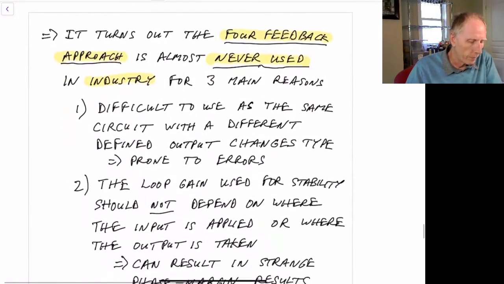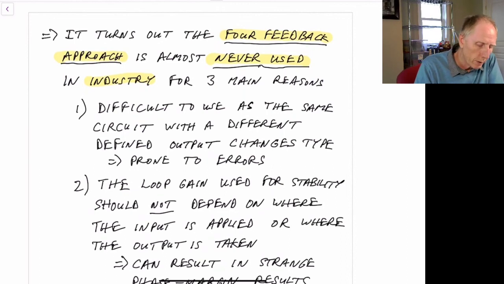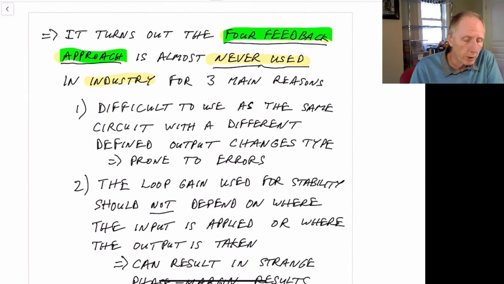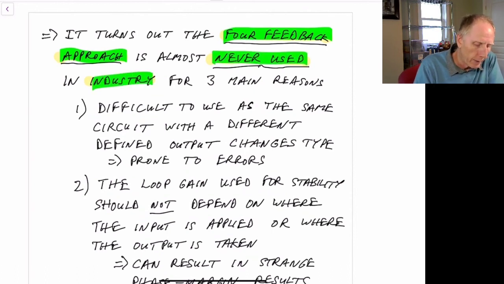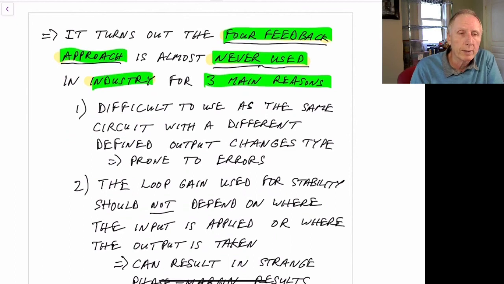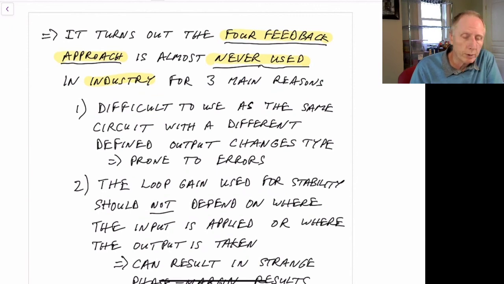So now, I want to go back and discuss this 4 feedback circuit approach. I'm going to refer to this as the 4 feedback approach. And as I mentioned, it's almost never used in industry. You can see it was useful for looking at a circuit and seeing how the signals are mixed at the input and how they're sampled at the output. So it might help you to create a circuit. But for analyzing, it turns out it's almost never used in industry. And there's 3 main reasons for that.